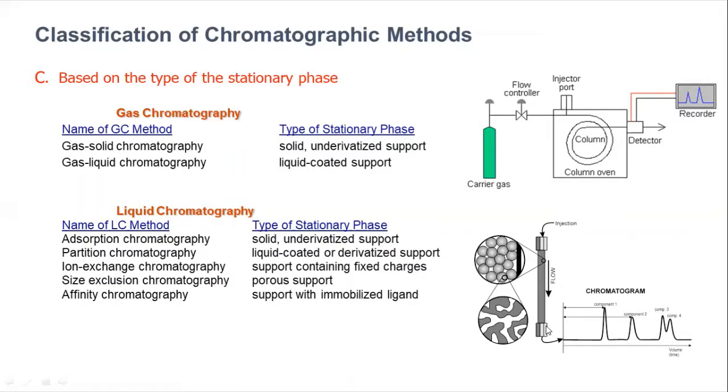Same with the liquid chromatography. For liquid chromatography, here is the column, and the sample and the mobile phase are passed through the column, then the detector, same with GC, there is also a detector here for LC, then the recorder, and then the result.